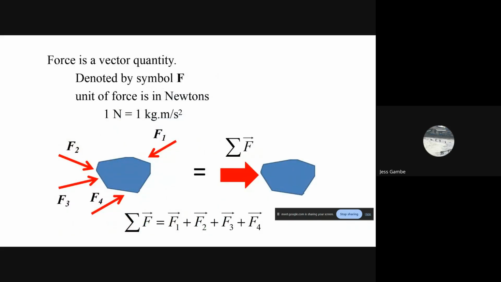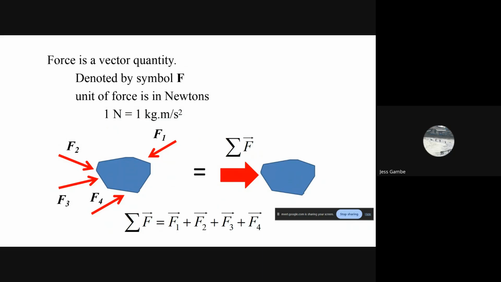And force is of course a vector quantity. That means it has magnitude and direction. So generally, force is denoted by F. Okay? Physics likes to recycle symbols, like F. So the unit of force is newtons. So 1 newton is equal to 1 kilogram meter per second squared. If you look at the units, kilogram talks about mass and meter per second squared talks about acceleration.